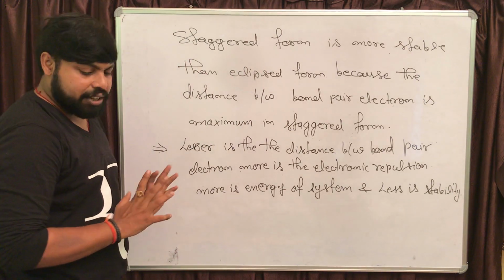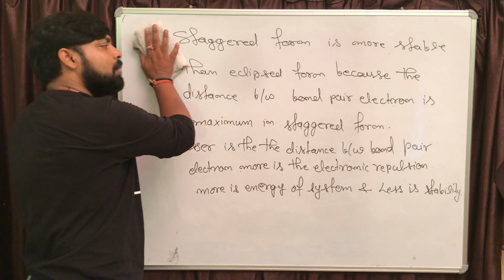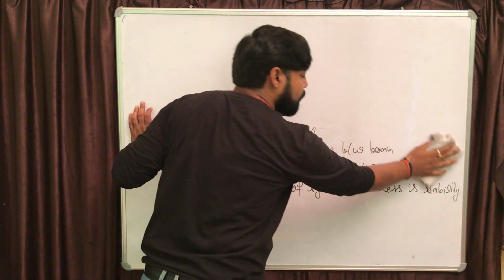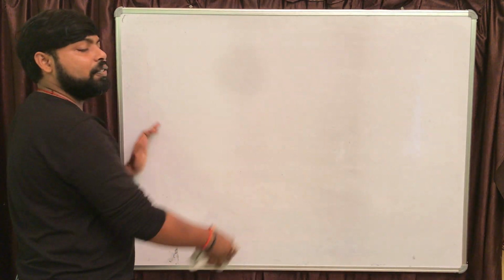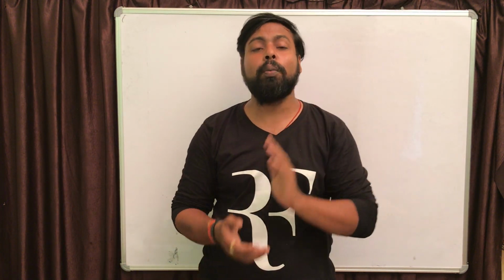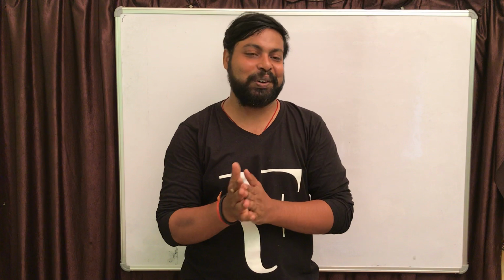So we have understood about this staggered form and eclipsed form, but sometimes it is asked how many conformers we can draw for a particular molecule if there is a single covalent bond, right? If a particular molecule contains a single covalent bond, how many different conformers can we draw, right?